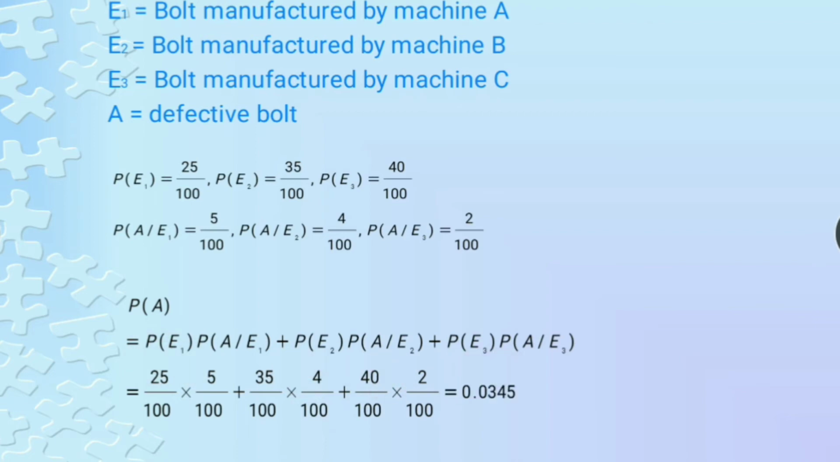0.0345 as our answer. So this is the probability of getting a defective bolt. So this is how we use total law of probability in solving such kind of problems.